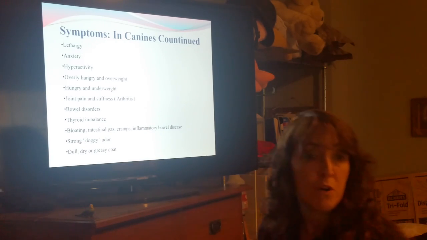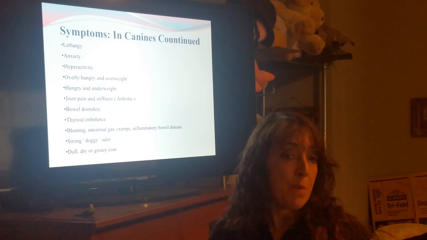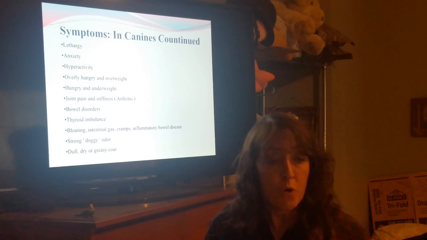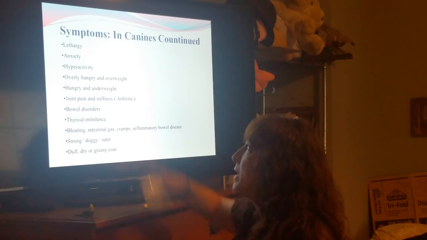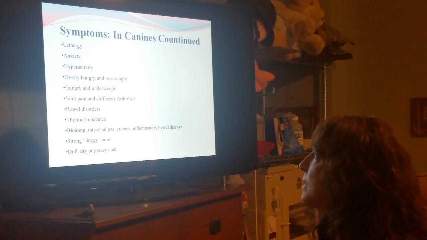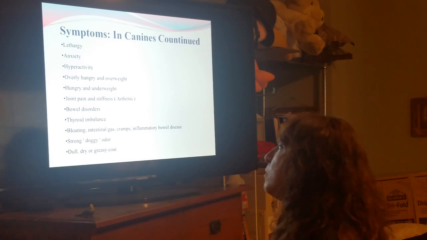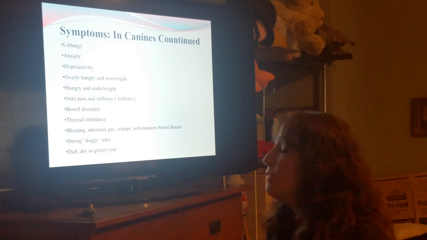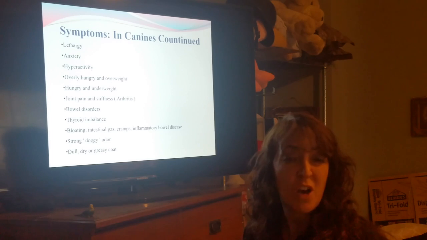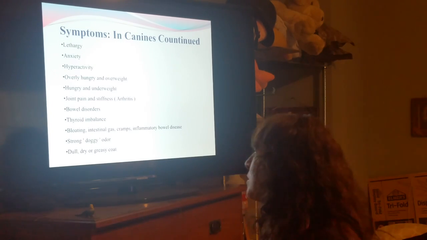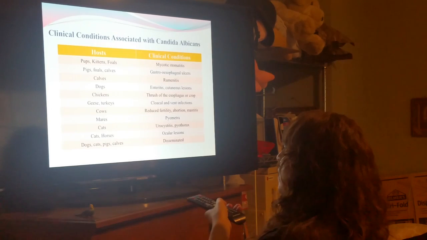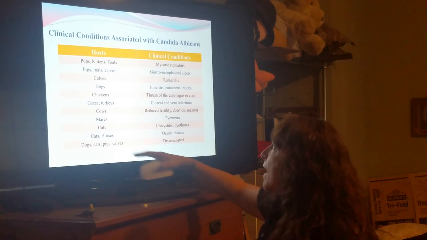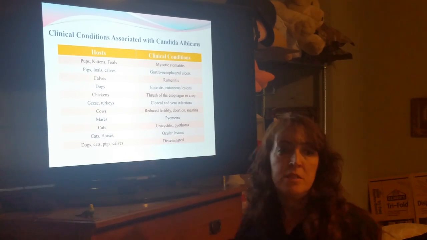As it continues on, you'll also find lethargy, anxiety, hyperactivity, overly hungry and underweight, overly hungry and overweight, joint pain and stiffness, which is arthritis, bowel disorder, thyroid imbalance, bloating, intestinal gas, cramps, inflammatory bowel disease, strong doggy odor, dull, dry, or a greasy coat. And here's a summary, more or less, of what I just went over, the animal affected and their clinical condition.